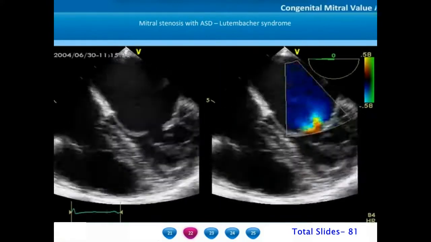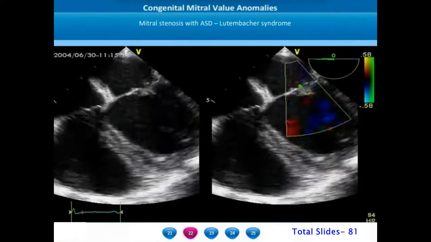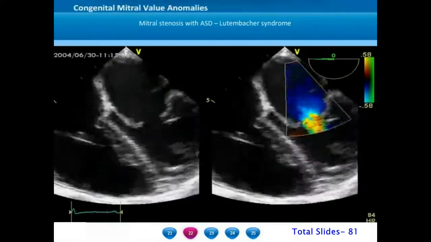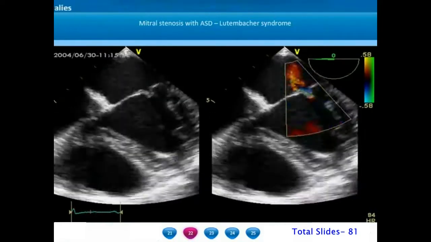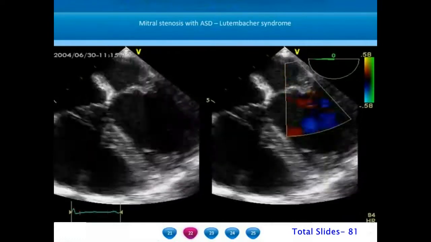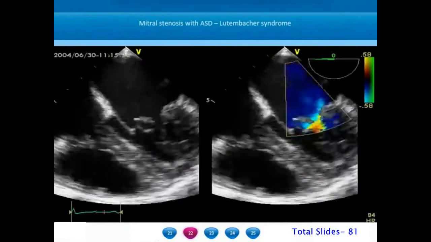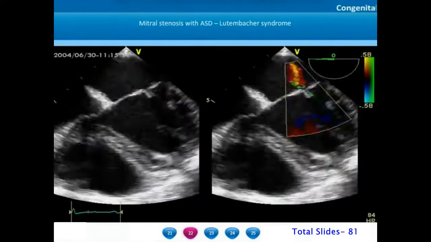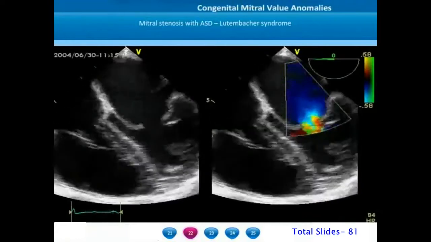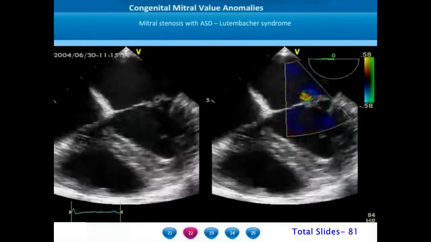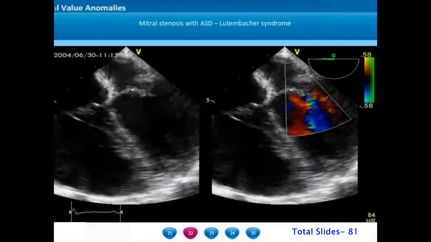While discussing the various causes of mitral stenosis of congenital origin, we will briefly touch upon Lutembacher syndrome. Lutembacher syndrome is association of a congenital heart disease, namely secondary atrial septal defect, along with a rheumatic mitral stenosis. This is a patient with rheumatic severe mitral stenosis along with an atrial septal defect that causes enlargement of the right atrium and right ventricle.